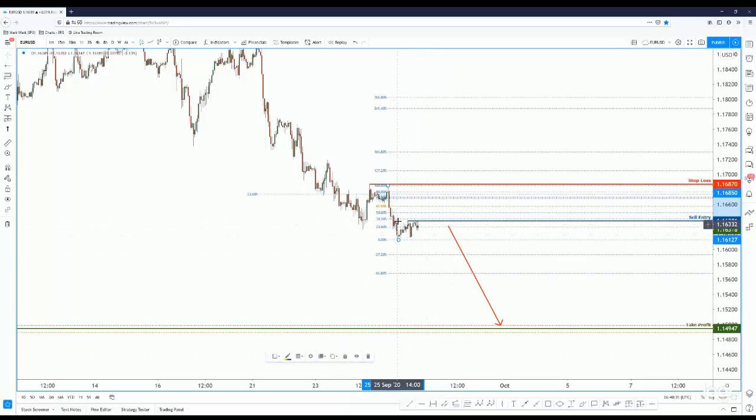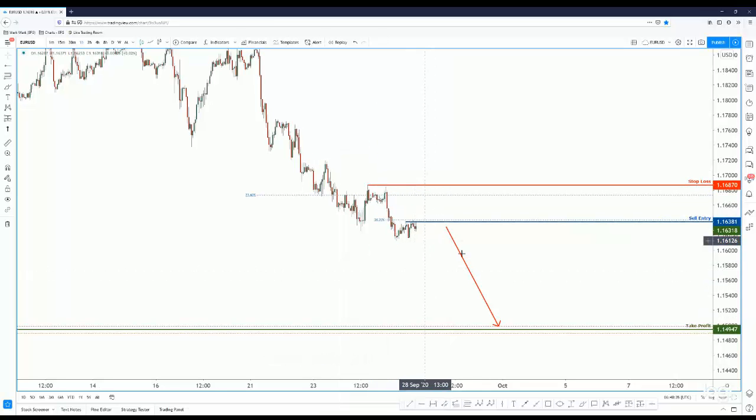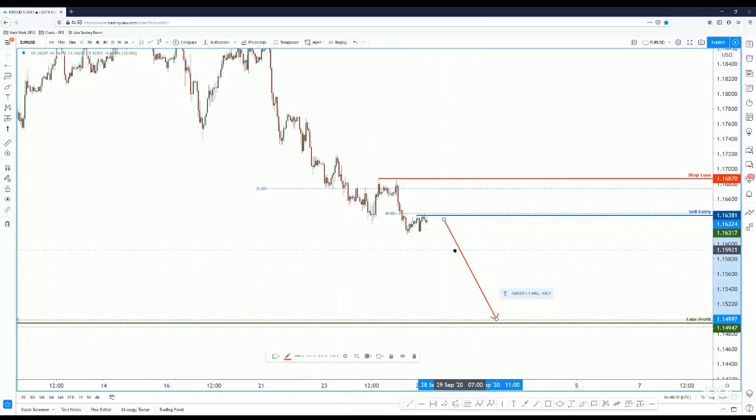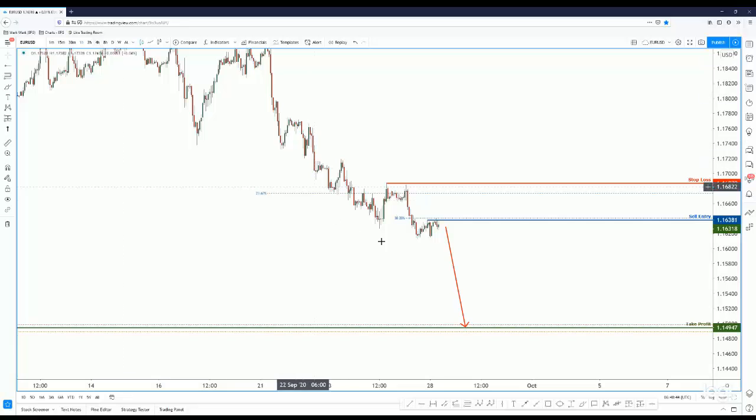So there you have it. The 38% is right there. So we have the 38% as a sell entry, and we can actually use anywhere below this level as an entry and play down towards the take profit.